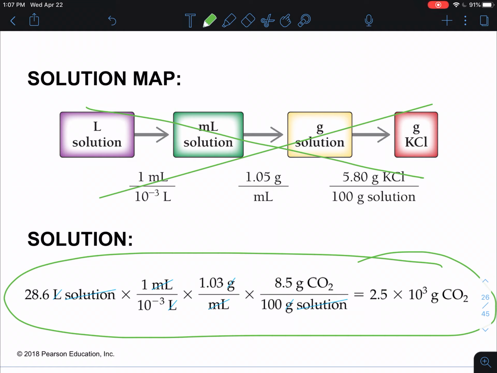Again, we started off with 28.6 liters of solution, which is the lake water. We converted it to milliliters. Your book does it a little bit differently. Again, I like to put the one with a larger unit, but your book doesn't, which is lame, but whatever. Then we use the density of lake water to convert to grams, and then we used 8.5% by mass as a conversion factor, and this is what we got out right here. Okay?